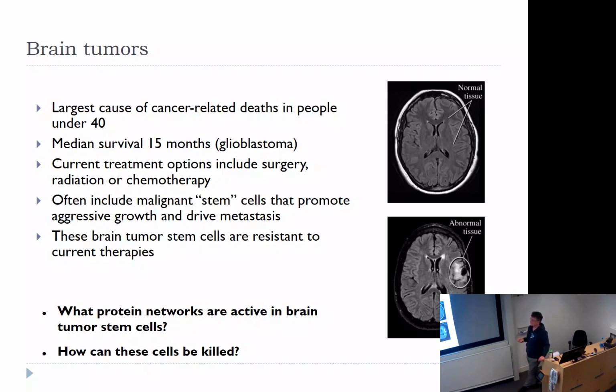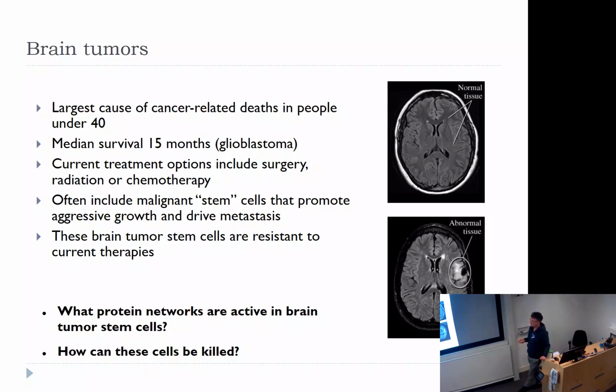Brain tumors are really a really nasty form of cancer, actually often affecting younger people. The median survival for aggressive brain tumors can be really quite short. The current treatment options are not that great. Okay, surgery, radiation, or chemotherapy. So we need new therapies.